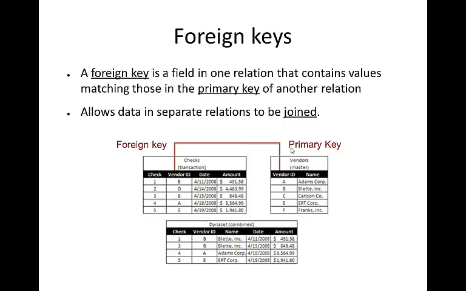So in the vendors table, vendor ID is our primary key. It uniquely identifies the rows in this table. In the checks table, the vendor ID is not uniquely identifying the rows in that table. Which column is doing that? Check number, yeah, transaction number. So this is a foreign key, and this is a primary key. And when we combine them together, we join them on the basis of the foreign and primary key combination.